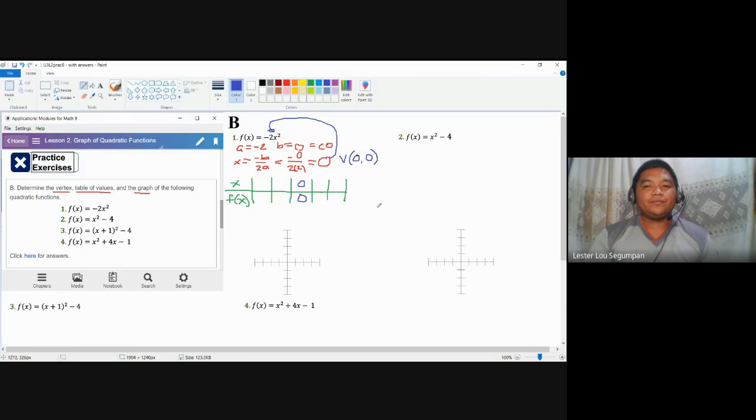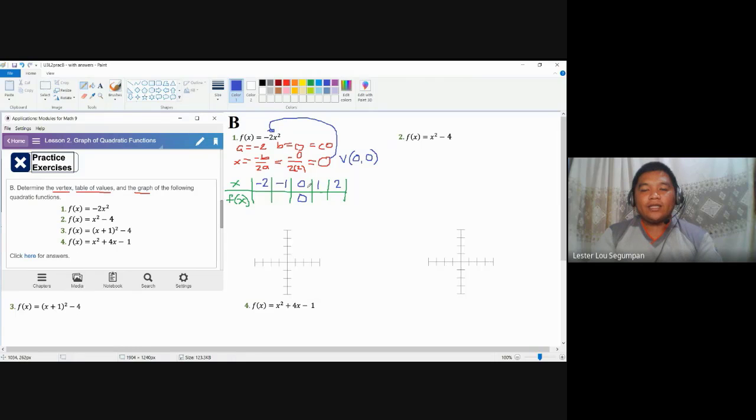For us to see the proper parabola, we need to have the vertex in the middle, and then extend the values on both sides of the x-axis. To do that, we include 1 here, negative 1 here, 2 here, and negative 2 here. Let's just use integers for an easier determination of the points. So we have 1, 2, negative 1, and negative 2. Substitute all of these values into the given function.